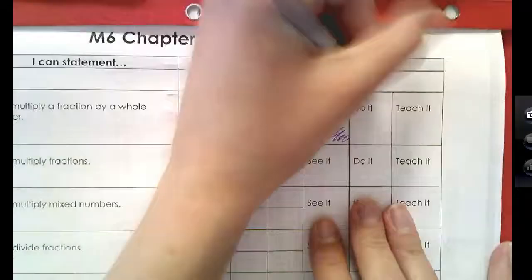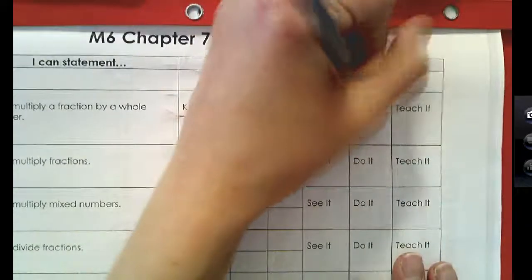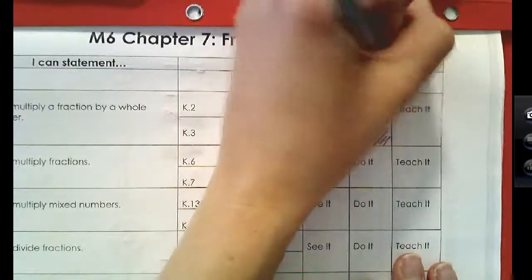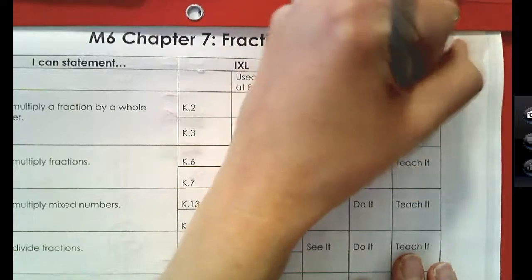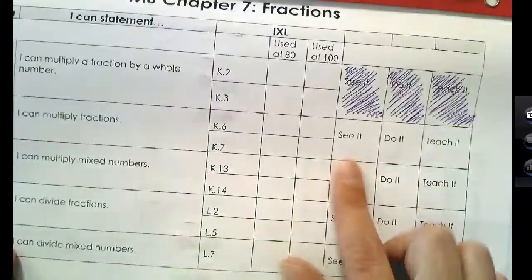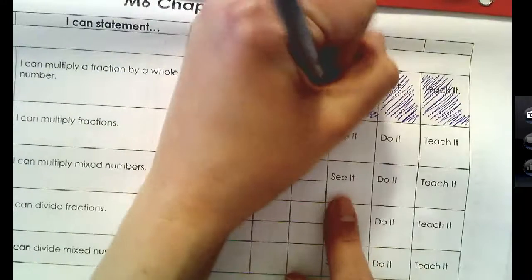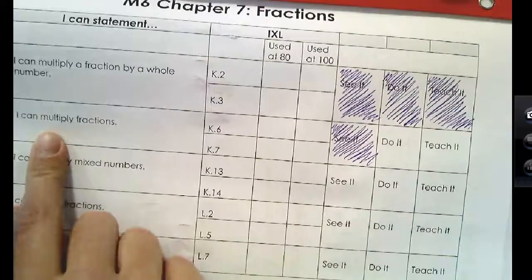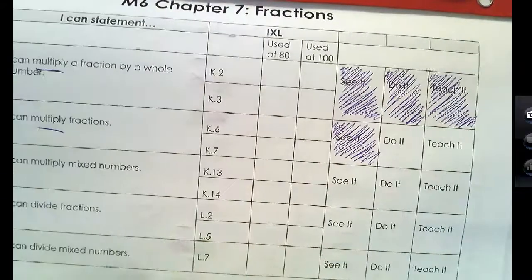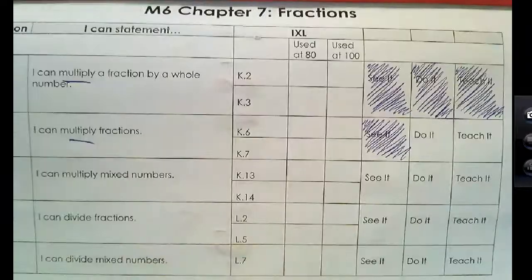Right now you guys are self-reflecting. How did you feel about 7-1, multiplying a whole number by a fraction? And then I want you to shade in the C for 7-2. And in 7-2, we're still working with multiplication. So we're still multiplying. But this time, we are going to be multiplying a fraction by a fraction. So we're going to be multiplying two fractions.